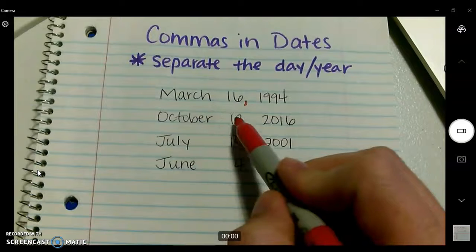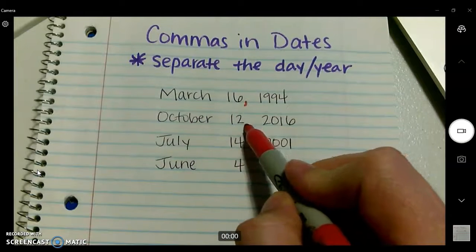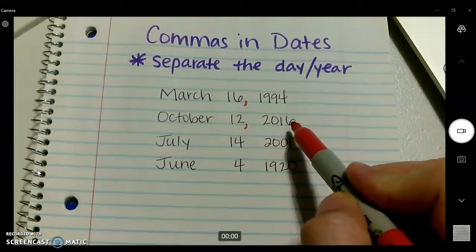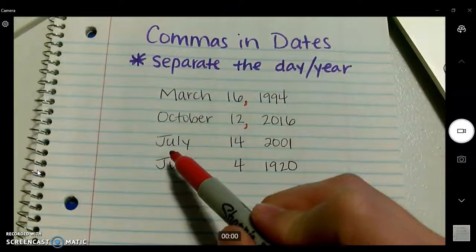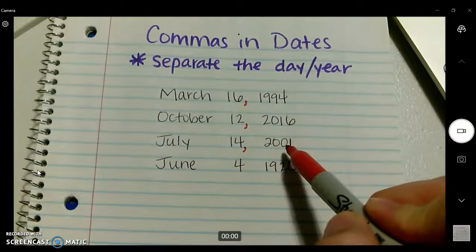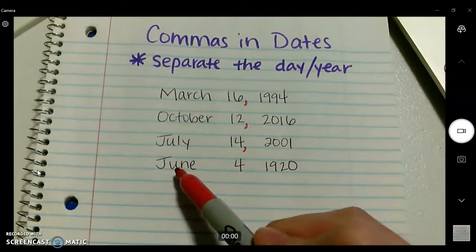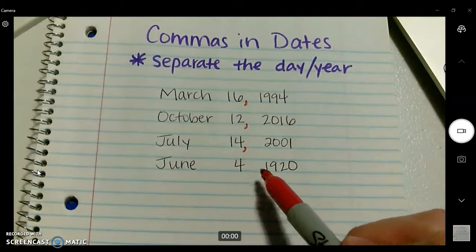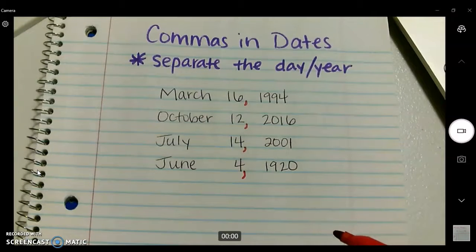Once again, March 12th is my day, comma, it happened in 2016. July 14, that's a day, and it happened in 2001. June 4th, that's a day, and it happened in 1920.